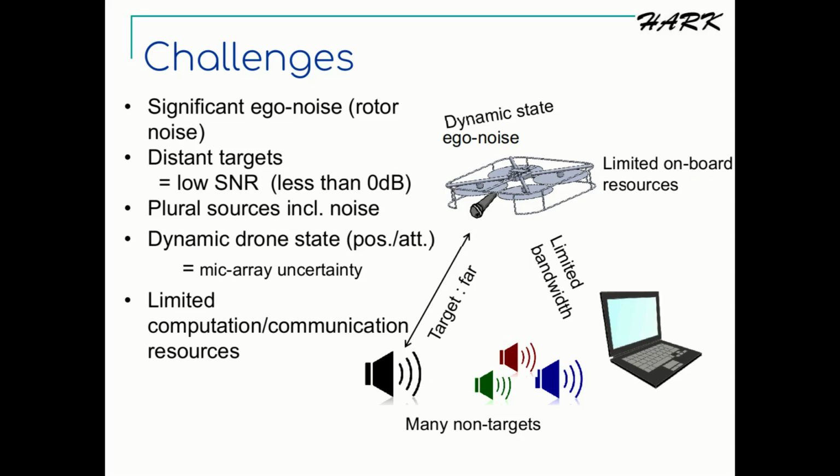Resources for signal processing and computation are also limited because drones have a limited payload to carry additional devices. Especially a high-performance computation module may require rich power sources, such as large batteries, but they are usually quite heavy, and as I will show in the following slides, the heavier the drone is, the louder the echo noise is. So it's a kind of vicious cycle.